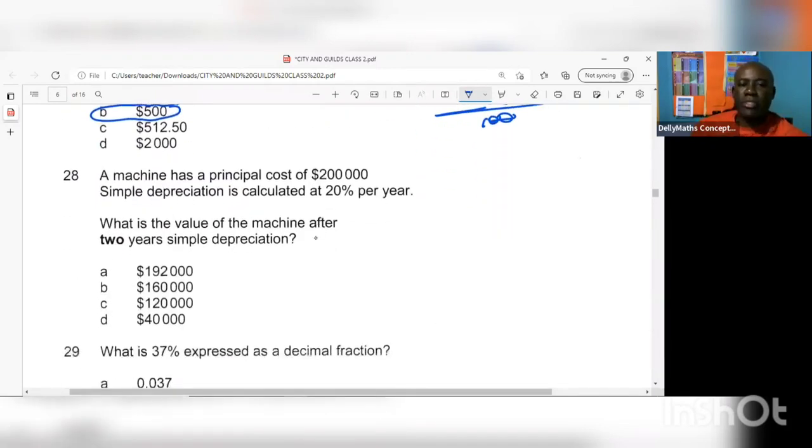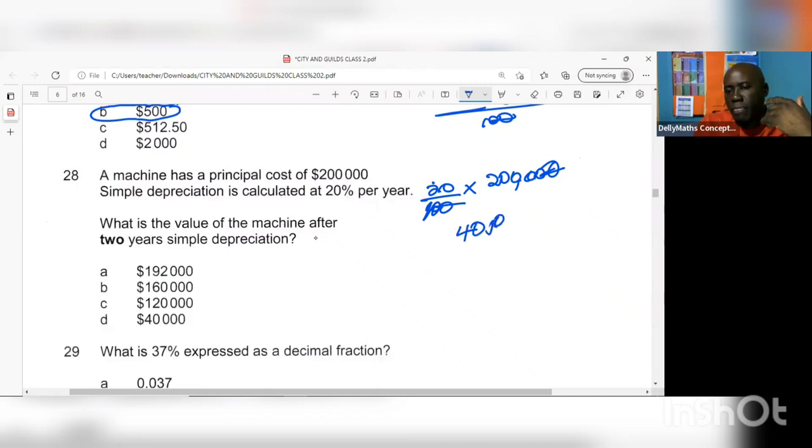A machine has a principal of 200,000. Simple depreciation is calculated over 2 years. When there's a simple depreciation, you're not going to do the depreciation like reducing balance. All right, so it's going to be 20% the first year, 20% the second year. So we're talking 20% of 200,000. This cancels that. So 2,000 times this is 40,000. And if it is simple, it means it's 40,000 coming off it again.